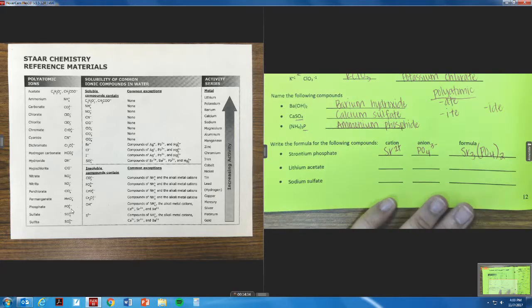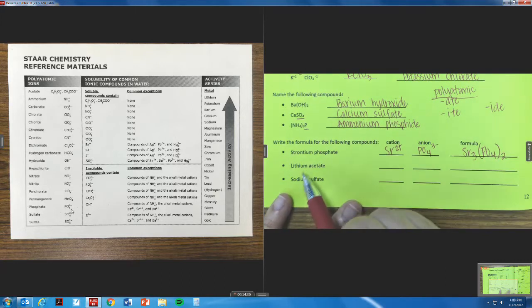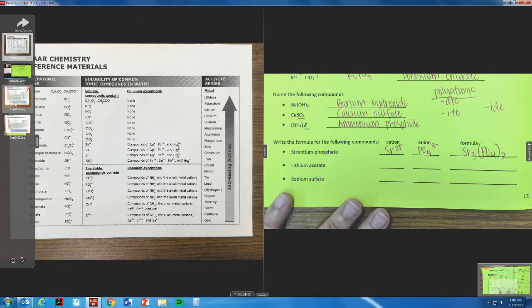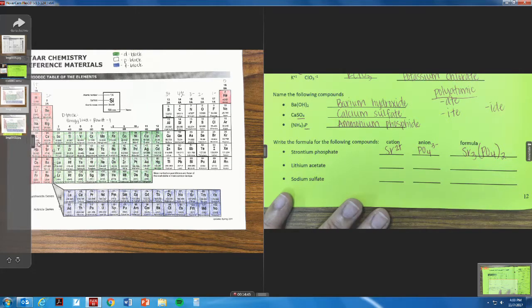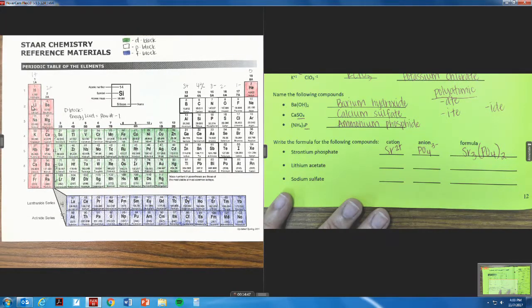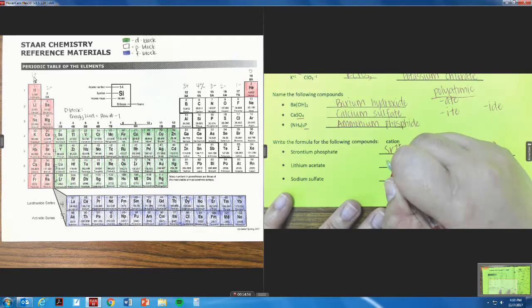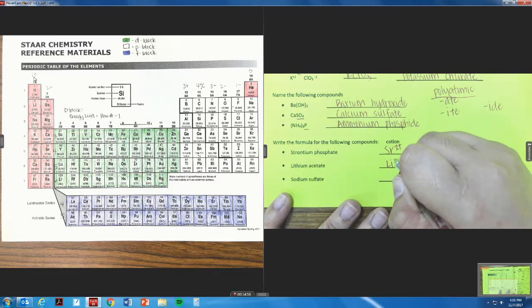Okay, next example, we have lithium and acetate. So lithium is going to be our metal. Lithium is right here. So that's going to be a group 1 element with a +1 charge. So Li, +1.